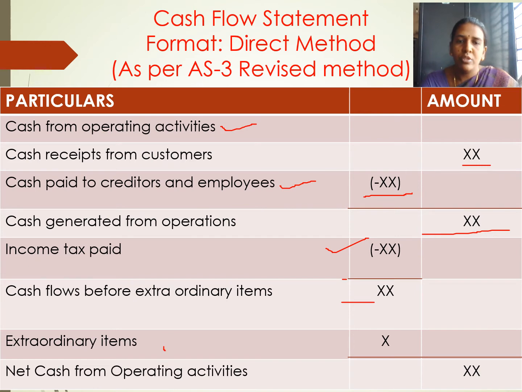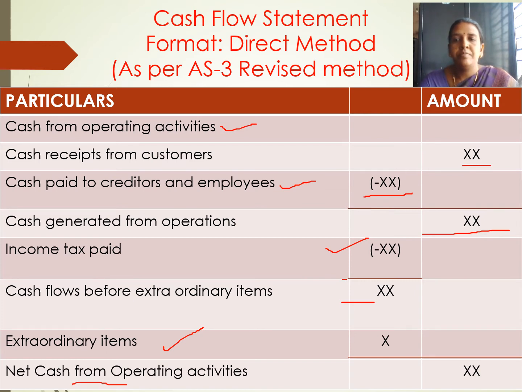Here we have to deduct the extraordinary items of expenses and add extraordinary items of income, for example, dividend received, interest received, tax paid, interest paid, dividend paid, etc. Then the next result is net cash from operating activity. Here we see the first part total, that is, net cash from operating activity.